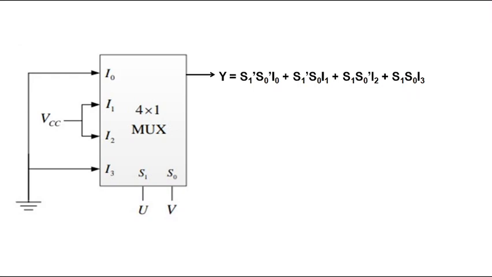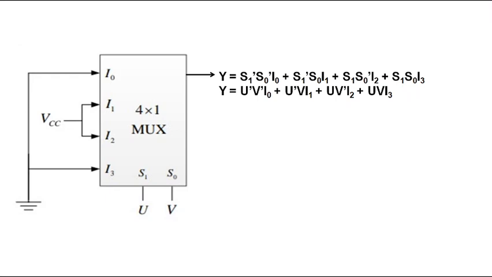Now what is the second step? We need to replace the selection line variables with the given inputs. Those are u comma v. So wherever s1 is there, that is replaced with u. Wherever s0 is there, that is replaced with v.